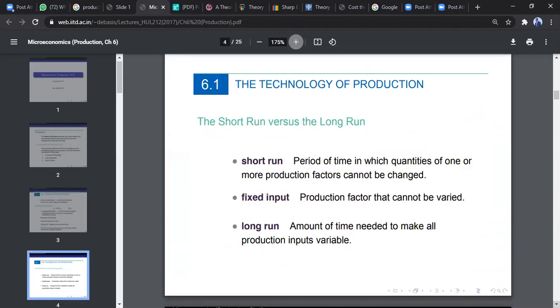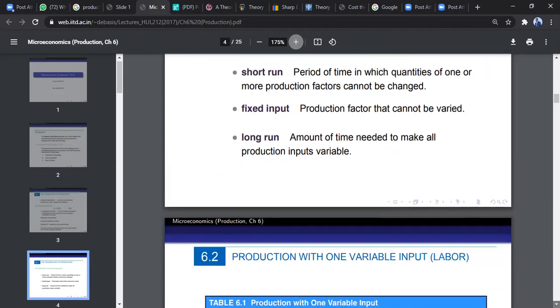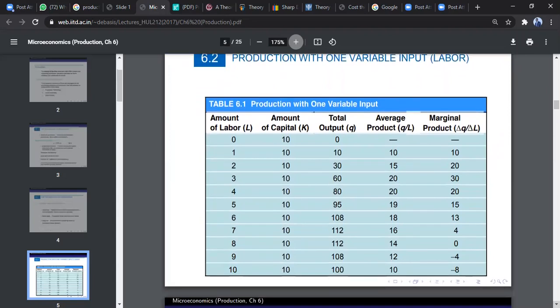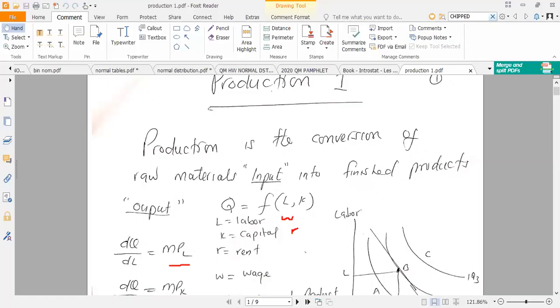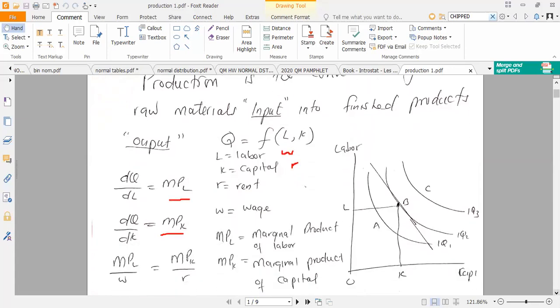So we'll look at production in terms of the short run, in terms of the long run, and in terms of the fixed input factor. Firstly, we'll need to understand that the lines that join points that offer the same production are called isoquants.